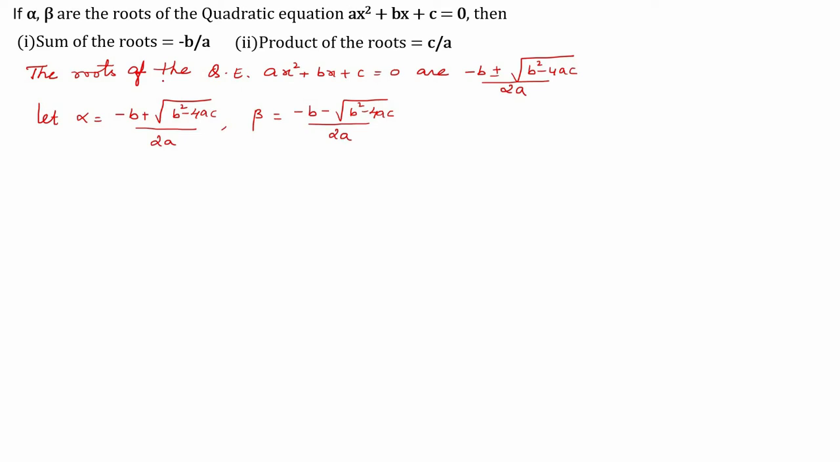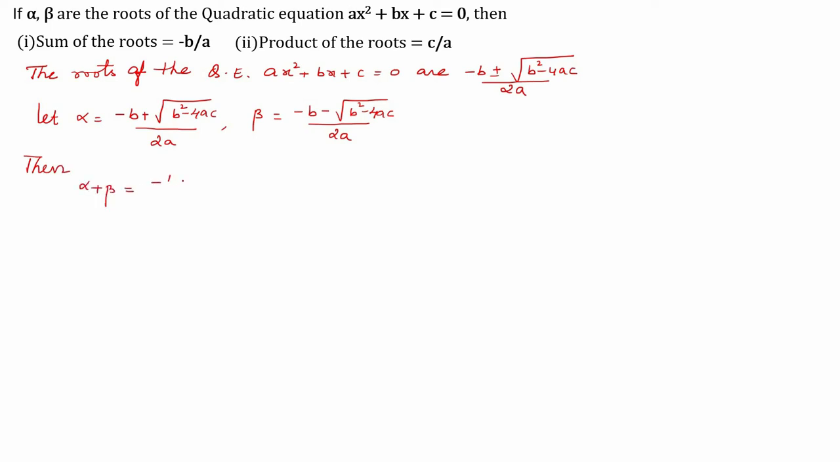We have already seen in the previous video that the roots of the quadratic equation ax square plus bx plus c equals to 0 are minus b plus or minus under root b square minus 4ac whole divided by 2a. So there are two roots in this. One root we are taking as alpha and the other root we are supposing as beta. So first we will see what is the sum of the roots, alpha plus beta.